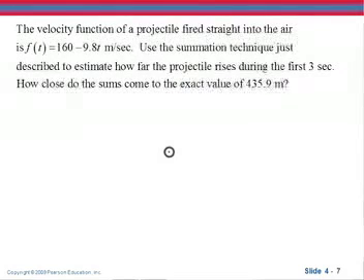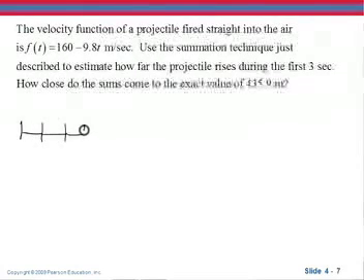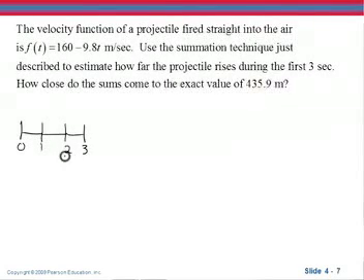Okay. Now we're looking over a 3-second interval. What we're going to do is look at 0 seconds, 1 second, 2 seconds, and 3 seconds. Now if I knew how fast it was going at 0 seconds, then I could estimate that it goes that far for 1 second. Then how fast is it going at 1 second? Let's estimate that it's going that fast for the next second. And then at 2 seconds, how fast is it going? Then we can estimate that for the next second.